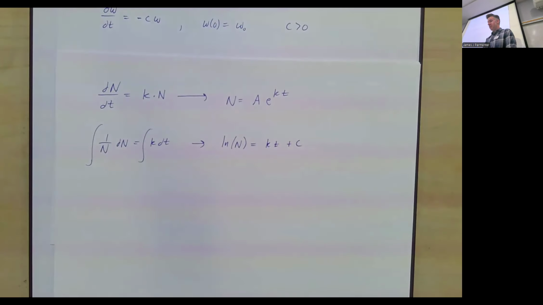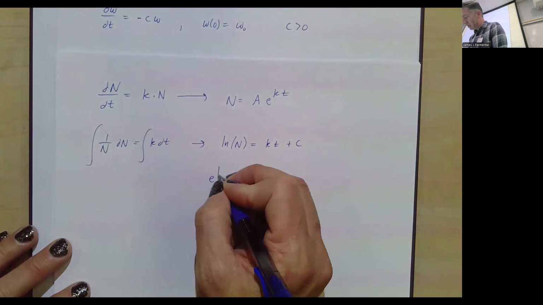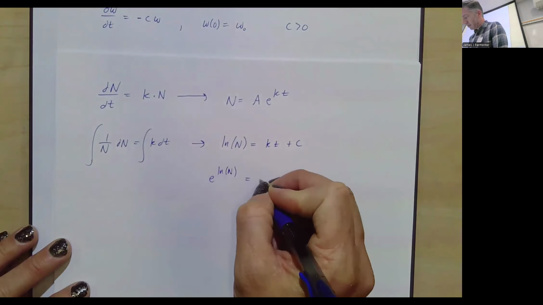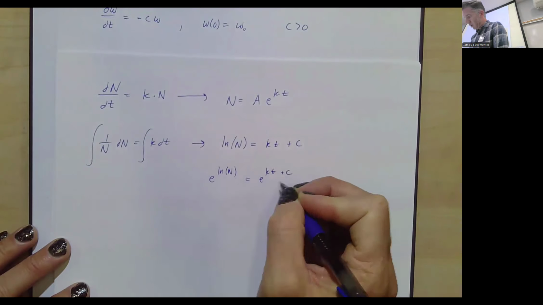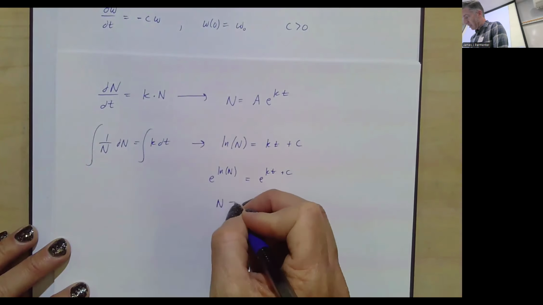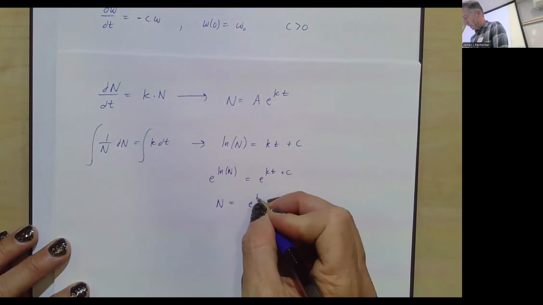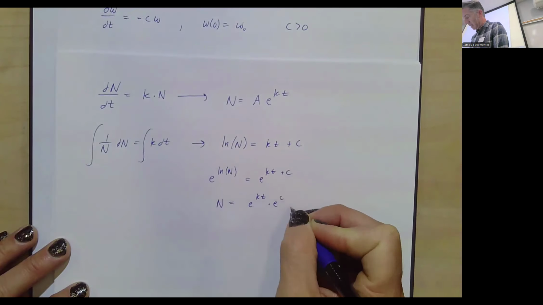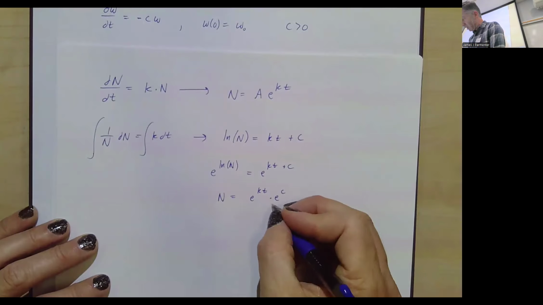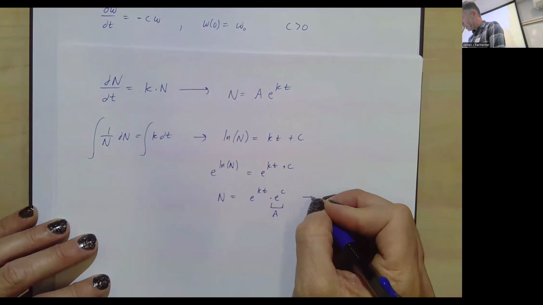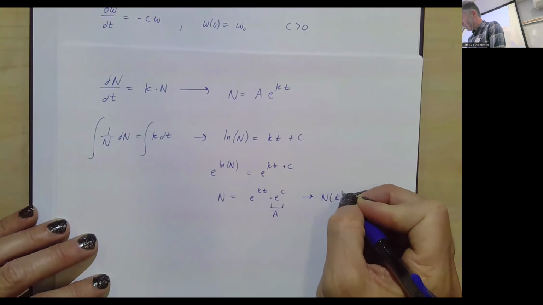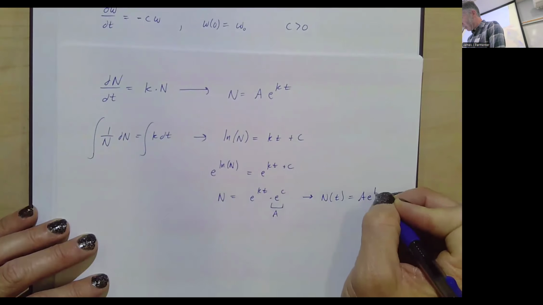So we integrated both sides. We got natural log of n on the left. We got k times t plus a constant on the right. And then we exponentiate both sides. E to the natural log of n is just n. E to the kt plus c is e to the kt times e to the c. But then e to the c is just a new constant, which I like to call a. So look, we exactly get n of t equals a e to the kt.